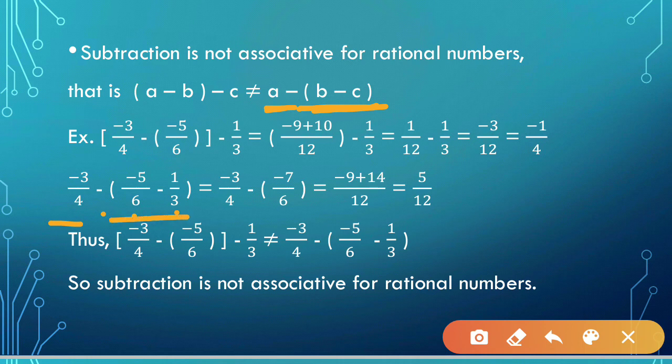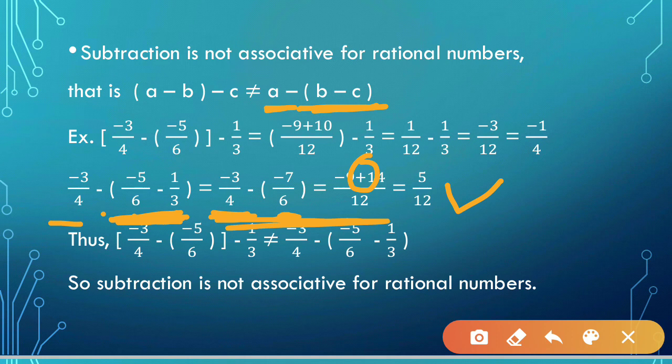So first solve the bracket. Minus 3 by 4 you write as it is, then a minus sign. When you solve this bracket, you will get minus 7 by 6. And this minus minus will become plus here. And when you solve this one, you will get 5 by 12.